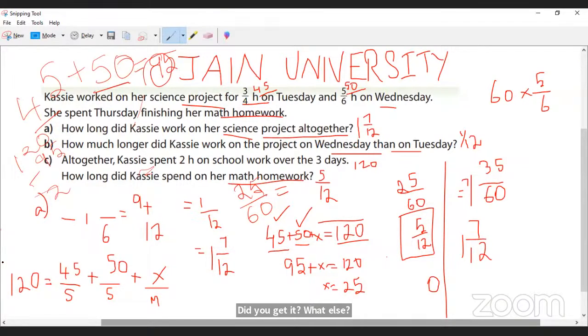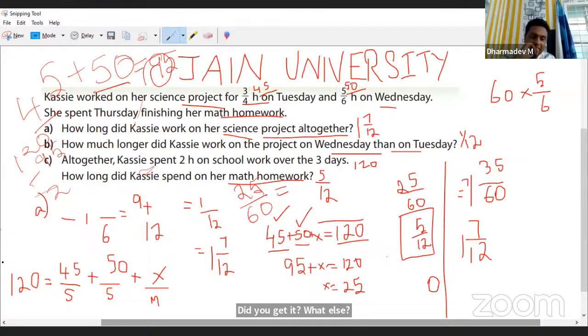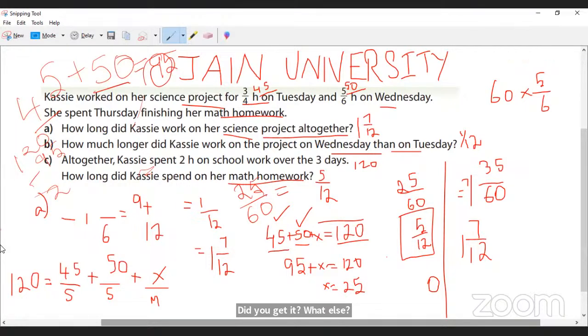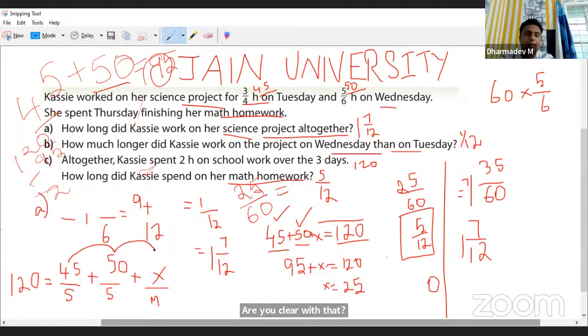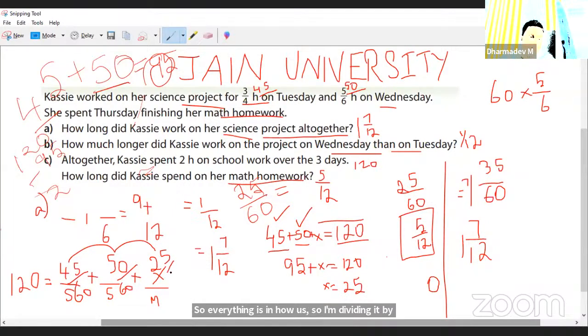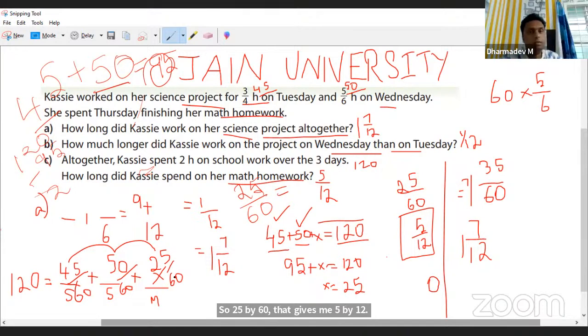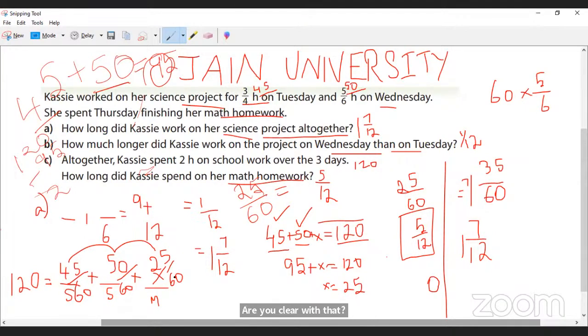Are you clear with that? So 45 plus 50 is 95. 95 plus 25 will give me 120. So everything is in hours, so I'm dividing it by 60. So 25 by 60 gives me 5 by 12. Are you clear with that? Any doubts over here? Okay, that's great.